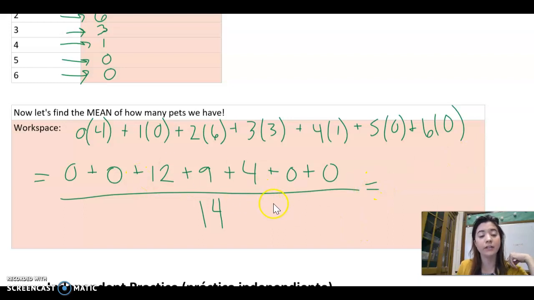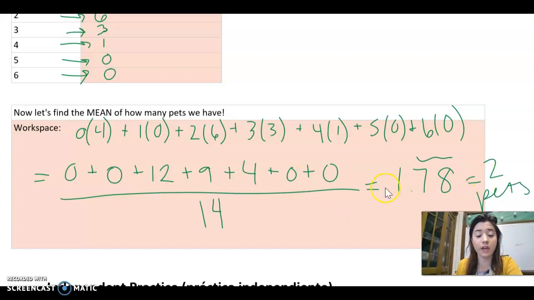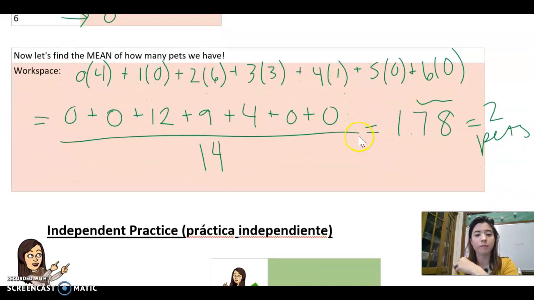And now we add it up and divide. Go ahead, take a second to do that. Then you get 1.78, or we can round up to 2 pets. So that would mean the average person in our class owns about 2 pets.